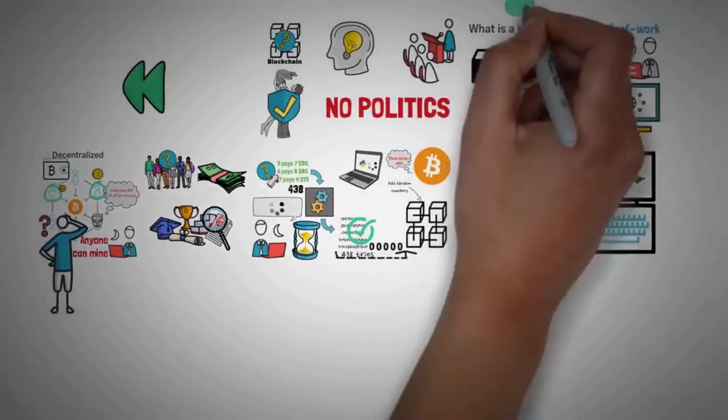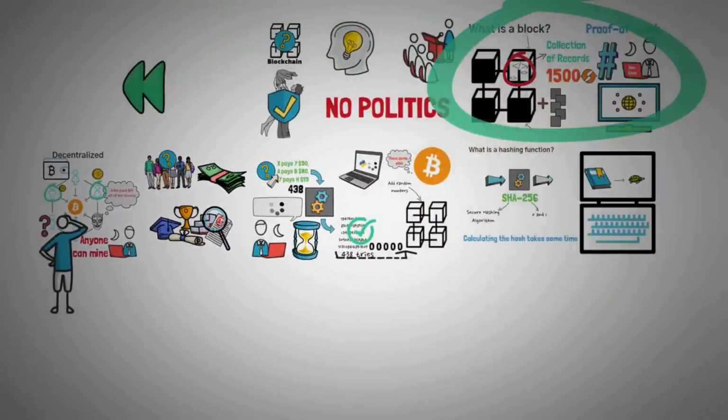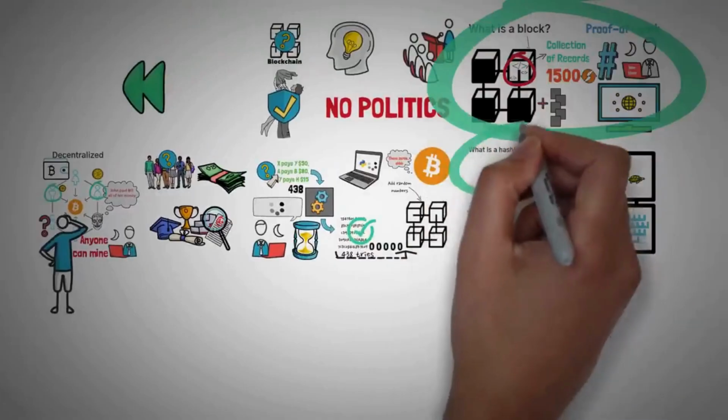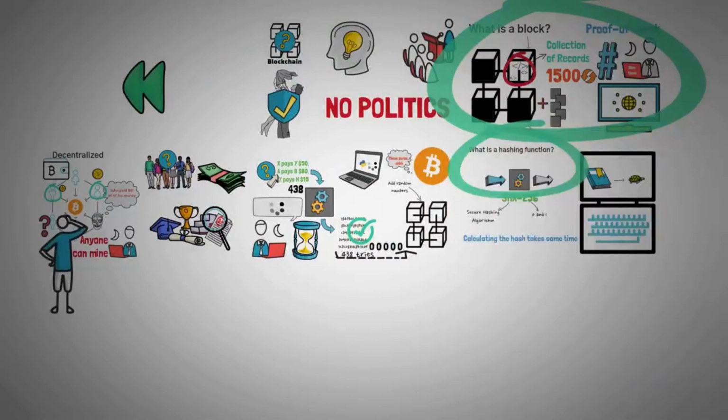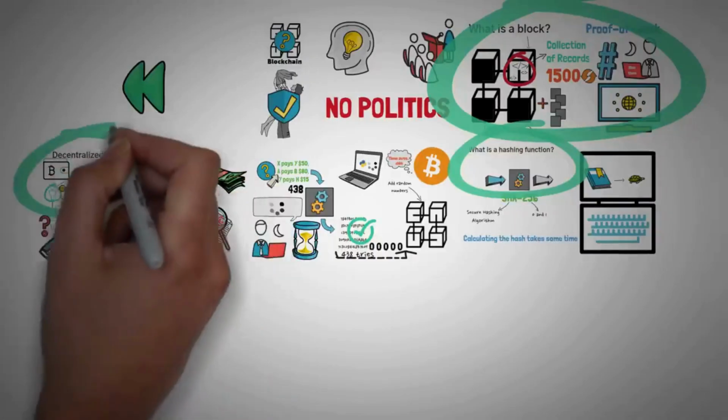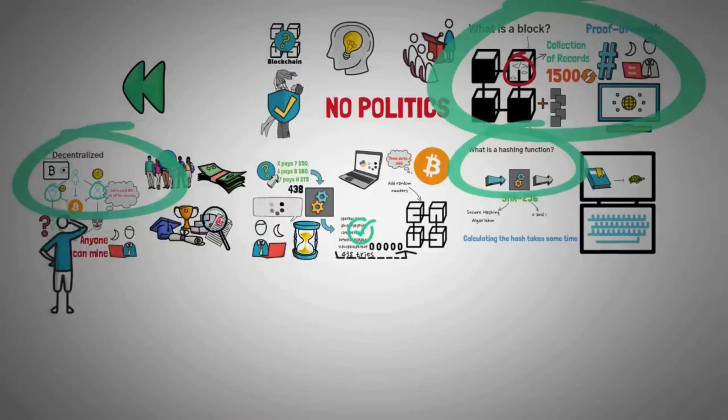So far, we've been over what a block is, it's just a bunch of data, what a hashing function is, it's to make sure that people actually put in work to participate in the blockchain, and we've went over what decentralized means. It basically means that one person does not control it.